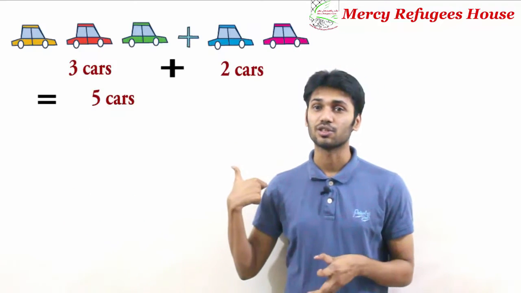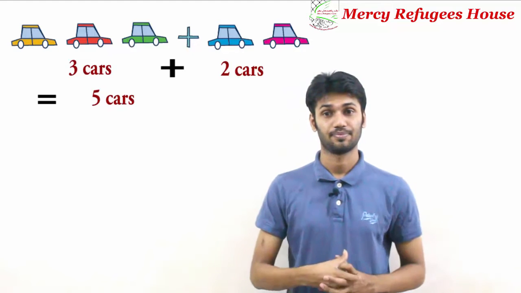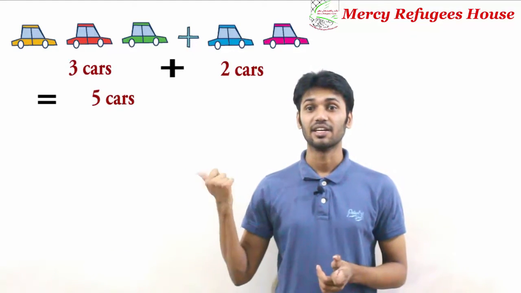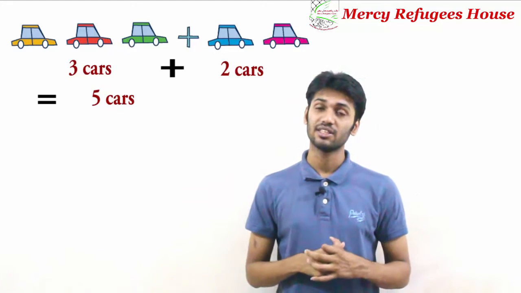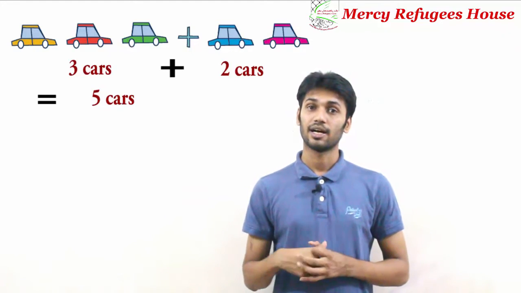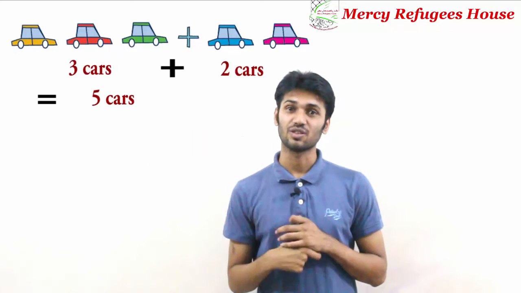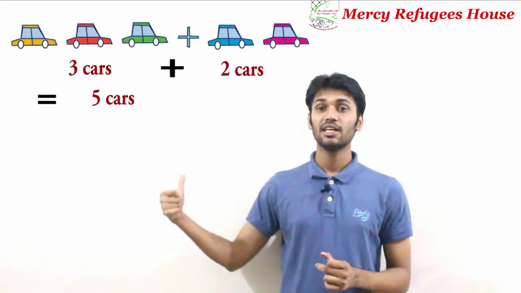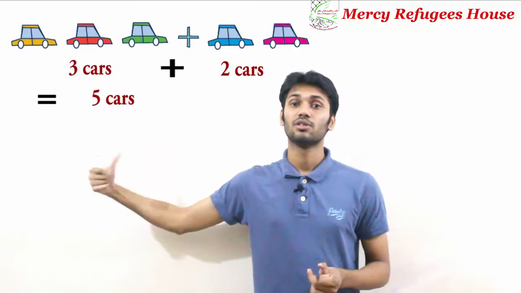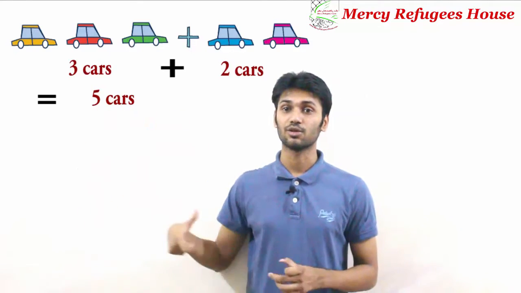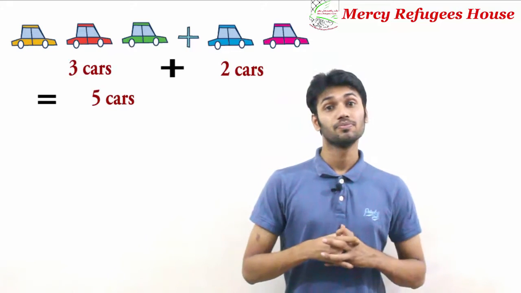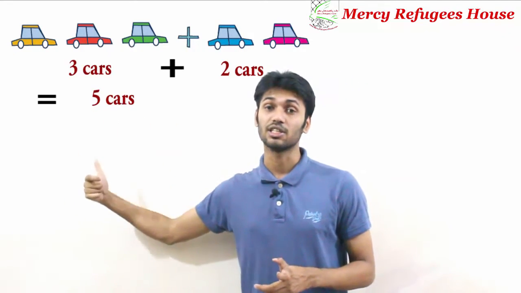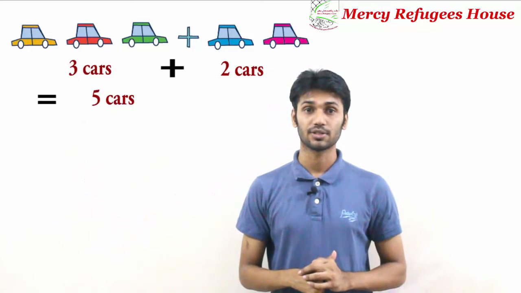Look at this picture. You can start here. How many cars can you see here? There are 3 different cars. And there's this sign, addition or plus sign. Plus 2 cars. That means 3 plus 2. 3 cars plus 2 cars equals 5 cars.